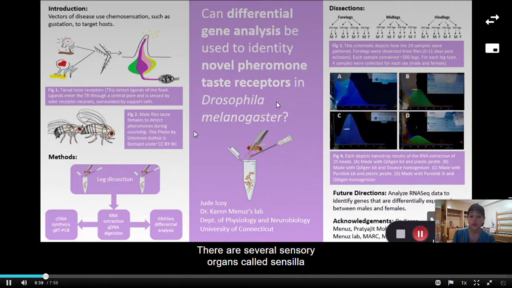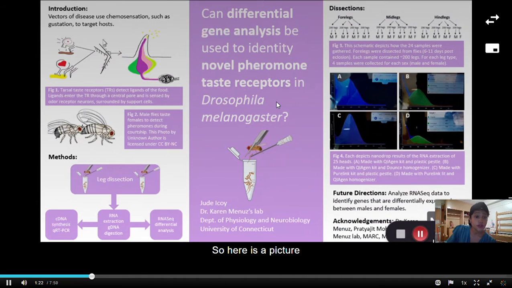There are several sensory organs called sensilla along the wings, the labellum, which is the mouth, and the tarsi, which is the legs of the fruit fly. You may be wondering, why are there taste organs on the legs of a fly? Well, one of the evolutionary benefits of sensilla being on the tarsi is that it allows the fly to actually taste its food before ingesting it, so that it can prevent the ingestion of potentially hazardous chemicals, usually indicated by bitter compounds. So it can taste poison before actually eating the poison.